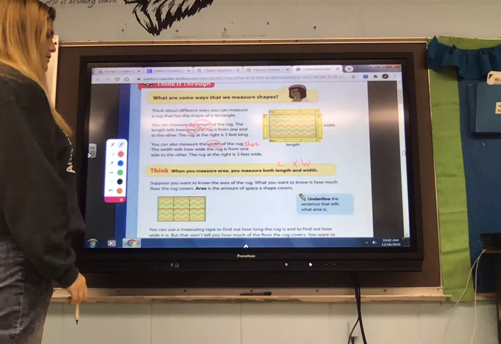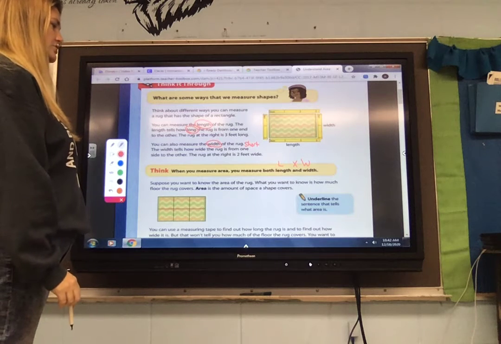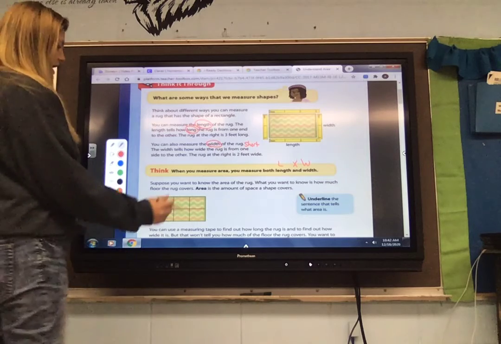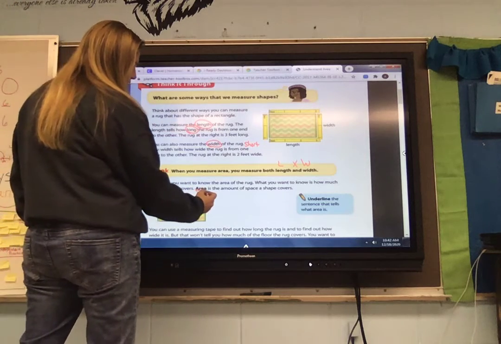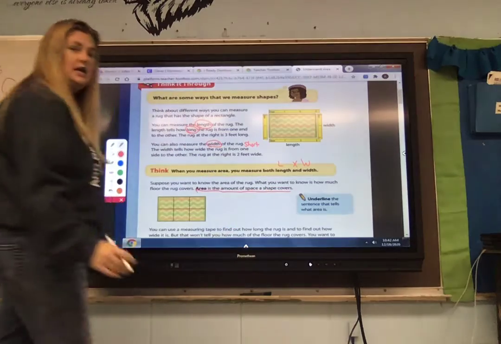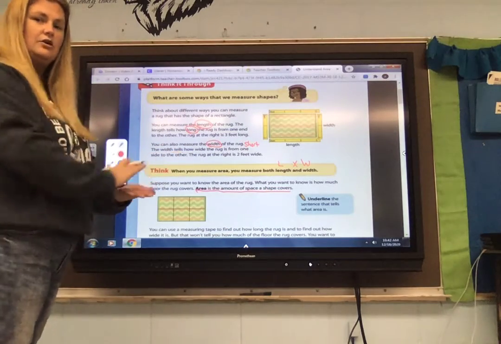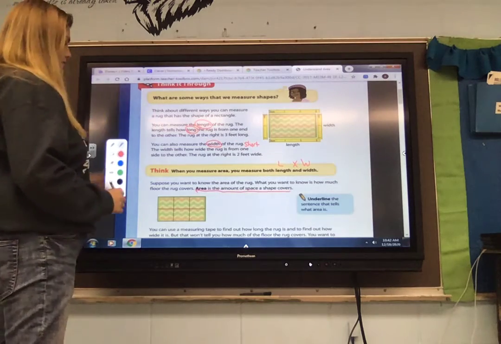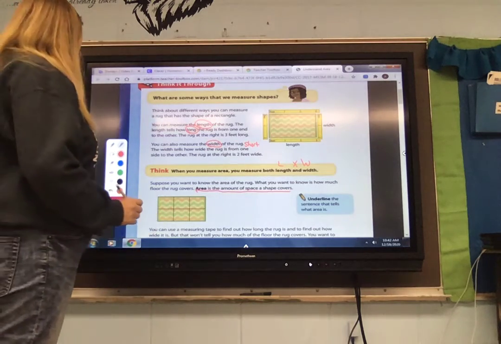Suppose you want to know the area of the rug. What you want to know is how much floor the rug covers. Area, and here's your definition, underline that. Area is the amount of space a shape covers. In area, remember, we're filling in the grass inside our playground. We want to fill the shape up. We want to cover the entire shape with our squares.